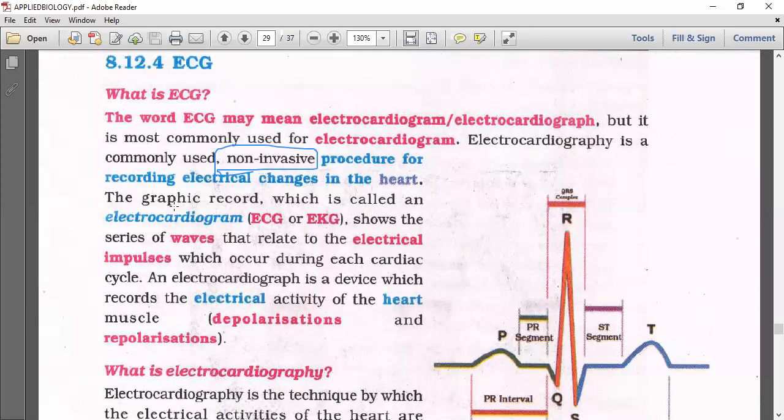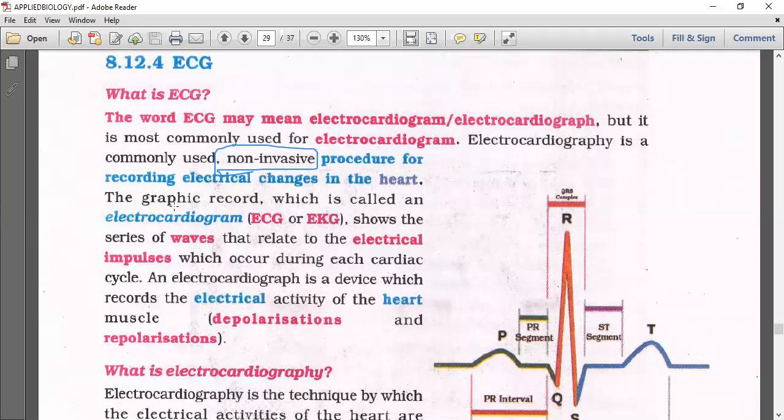With the earlier ones, X-ray, CT scan, MRI, we do the experiment in a laboratory: we take the patient to the laboratory and take the image by X-ray or CT scan or MRI. But nowadays, you may have seen in hospitals, ECG is a continuous process.